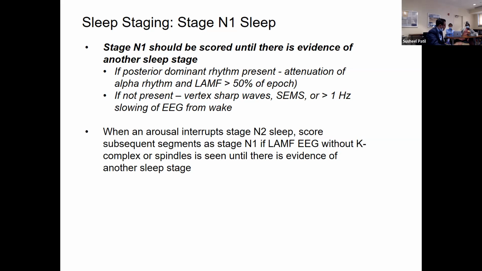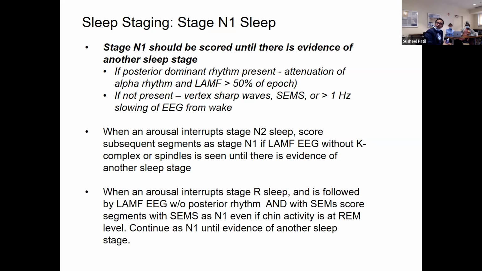It becomes more obvious when you start looking at these. If you were in REM sleep, let's say, what do you do after an arousal? You would start to score the low amplitude EEG with slow eye movements as stage N1 sleep. So if you see REM, you see an arousal, you see low amplitude mixed frequency, and you see slow rolling eye movements, you're going to call that stage N1 sleep, even if the chin activity looks low and we think it might be REM sleep. We continue that until we see other signs of a different sleep stage.